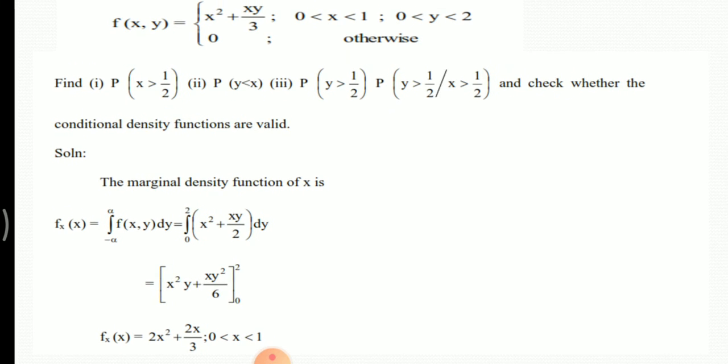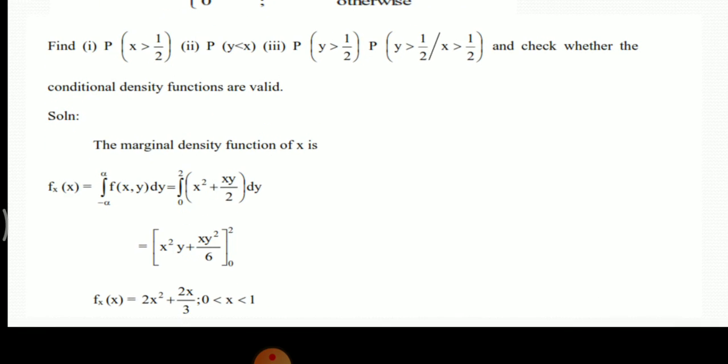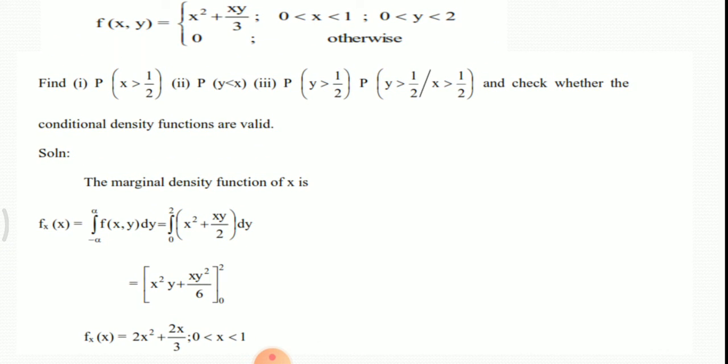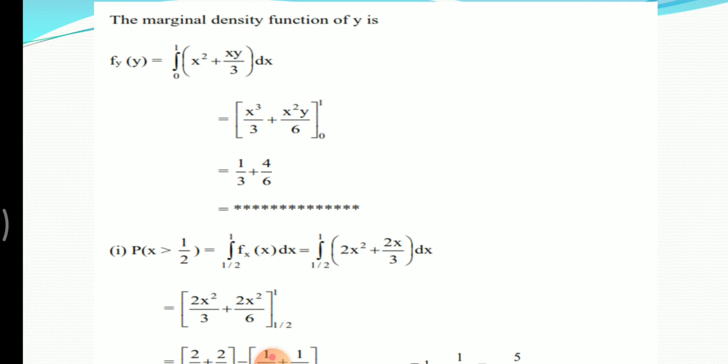The marginal density function of x, f_X(x), equals the integral of f(x,y) dy. The given function is x squared plus xy divided by 2 in the question. Now integrate with respect to y, keeping x as a constant term. Now substitute the limits, and we get the answer 2x squared plus 2x by 3. Next slide. If we do the same thing, we get the answer 1 by 3 plus 4 by 6.